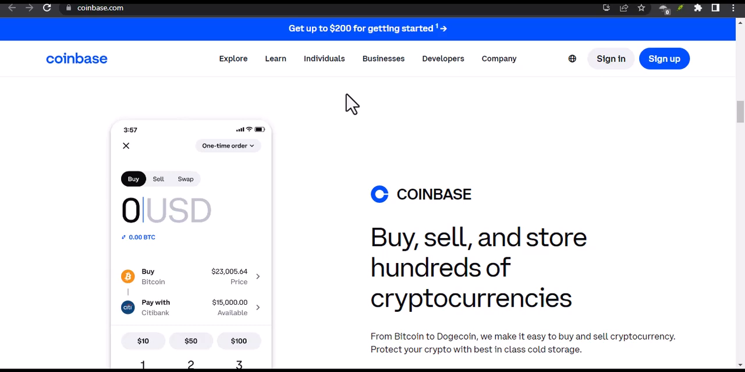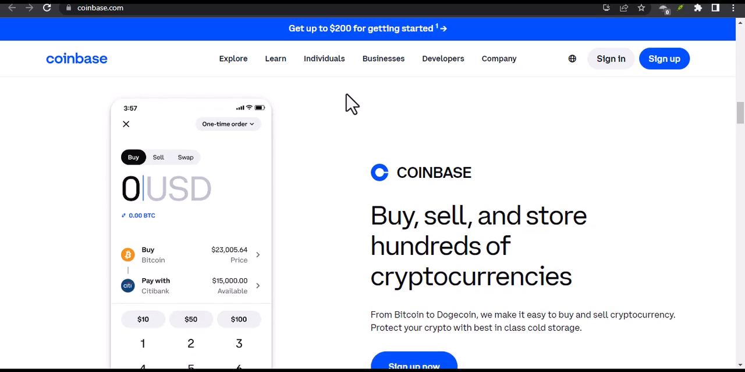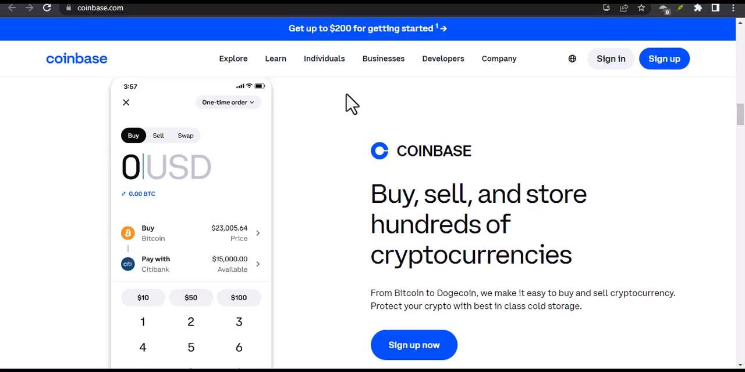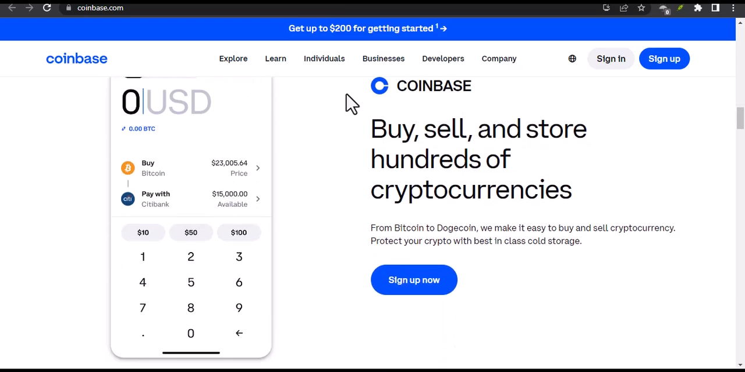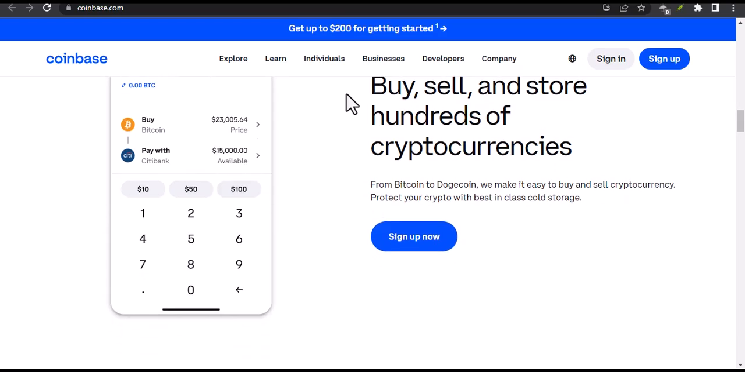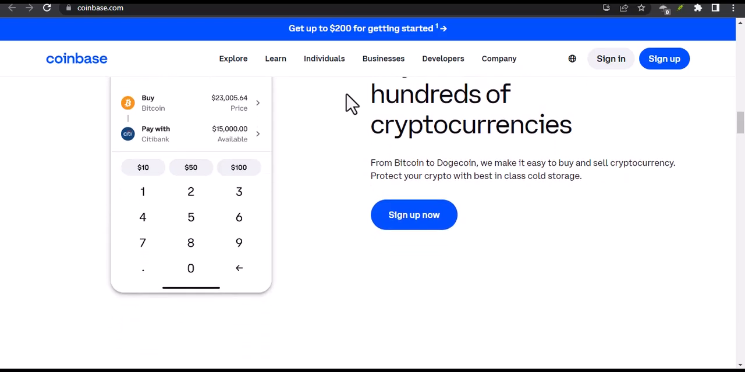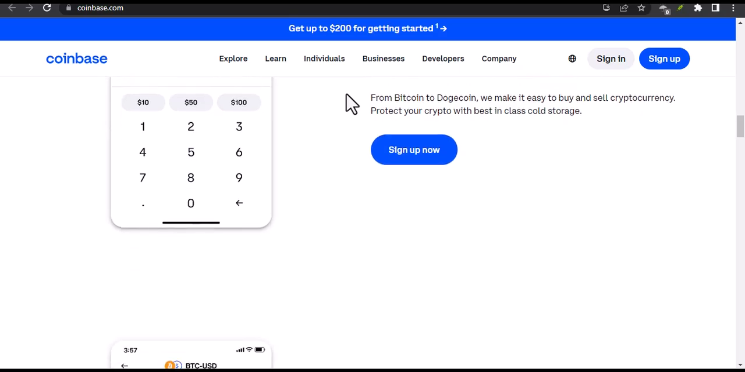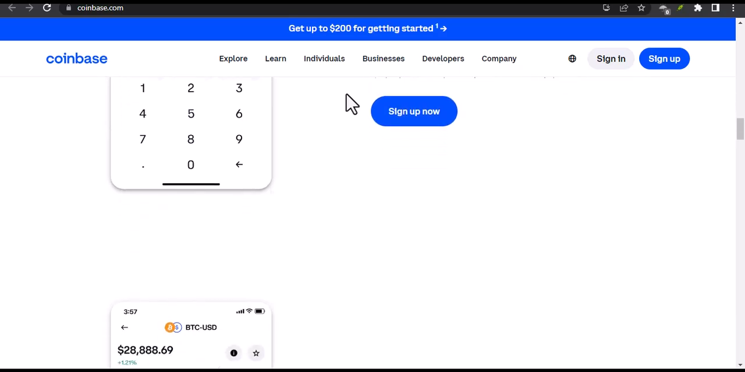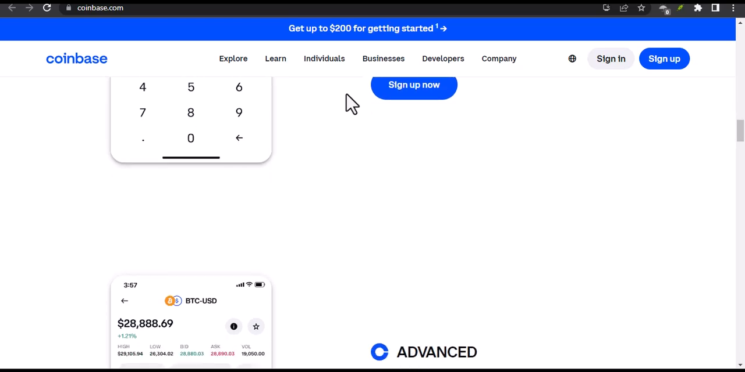Second, you need to have a bank account that is linked to your Coinbase account. This is where your USD withdrawal will be deposited. Third, there is a minimum withdrawal amount of $50. So, you won't be able to withdraw less than $50 at a time. Once you've met all of these requirements, you can withdraw your USD from Coinbase.